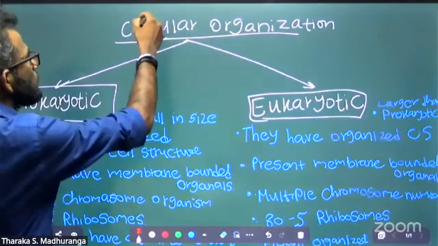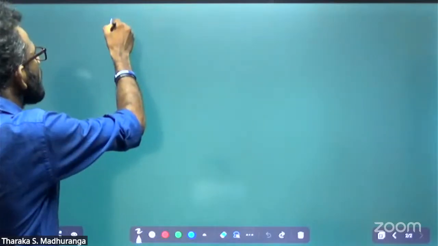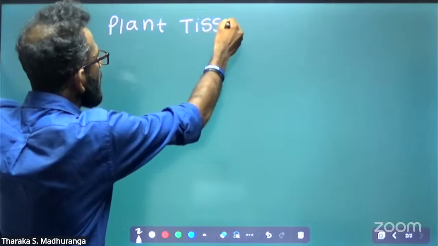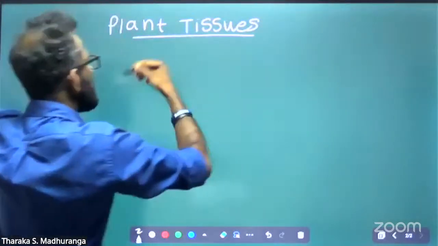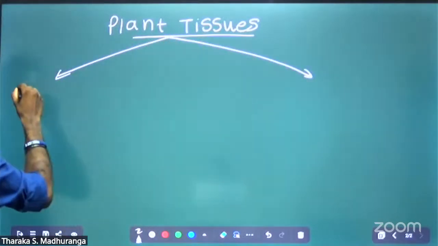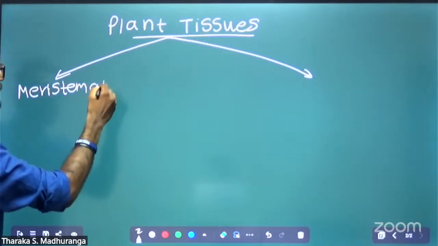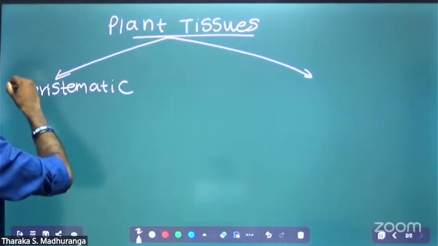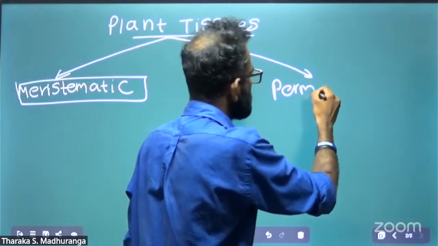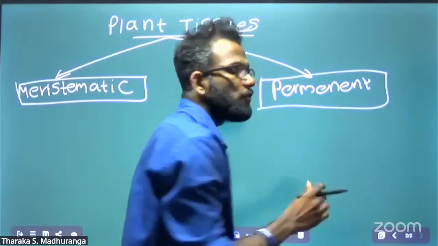Okay, plant tissues, the cells completed. Plant tissues are mainly two types, as I explained last day: meristematic tissues and permanent tissues. What's the meaning of meristematic tissues?